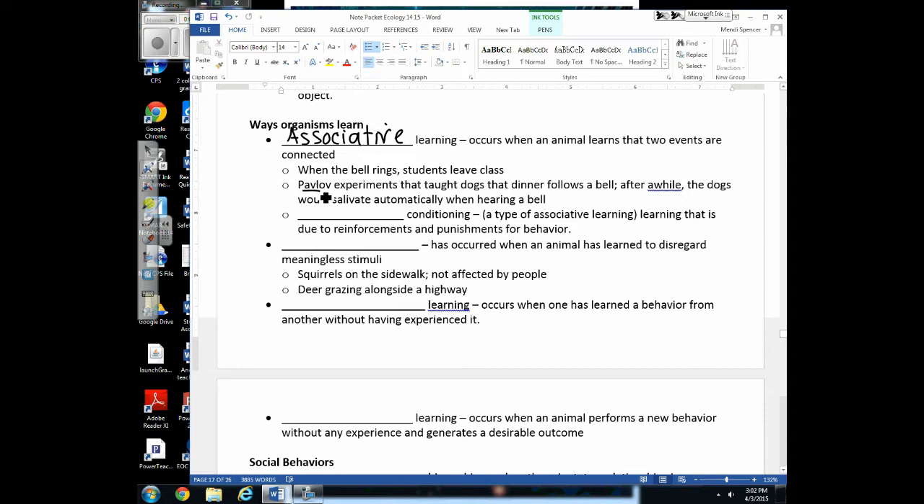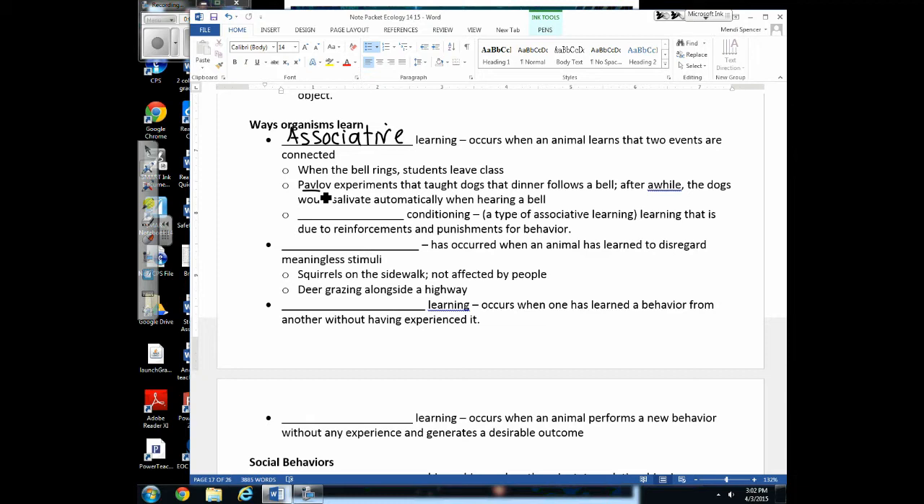And so he did this repeatedly, and eventually, whenever he would ring the bell, he would not present any food, but the dogs would begin to salivate. So that is a behavior that's actually associated to another event, which is the ringing of that bell.